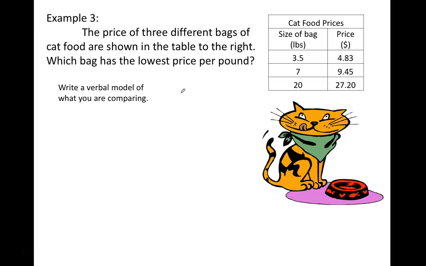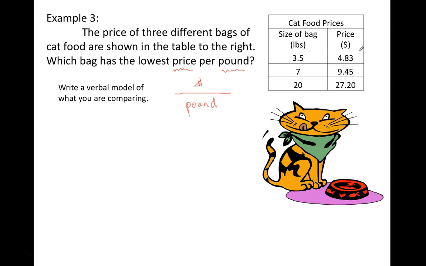Okay, so again, we'll start by setting up what they're asking us verbally. In the problem, they want to know the price compared to the pound, or the price to the pound. So in order to find out which one has the lowest price, we're going to have to set up 3 different rates, what the table gives us.